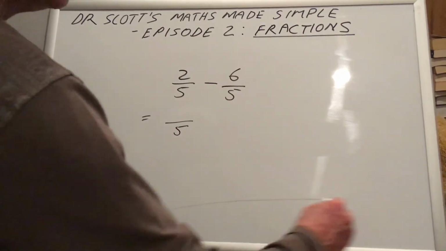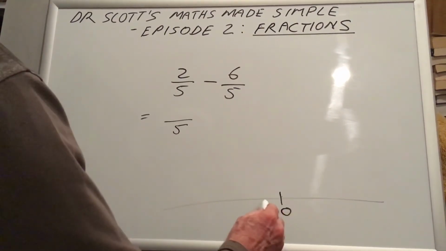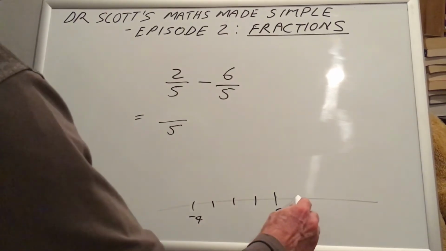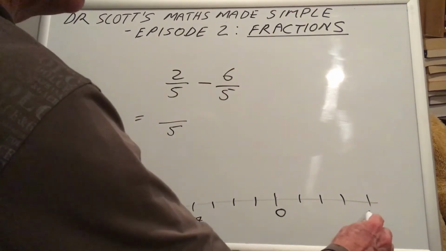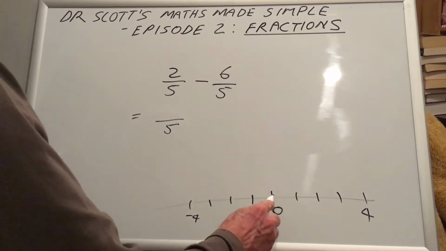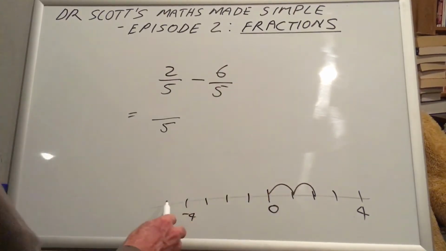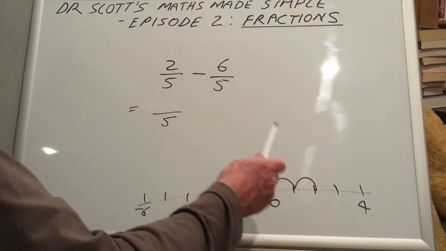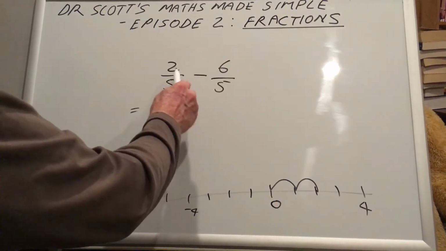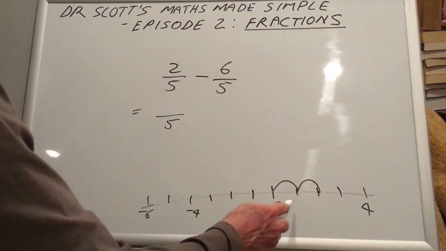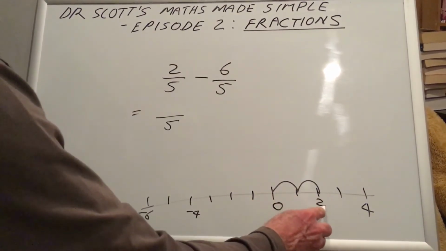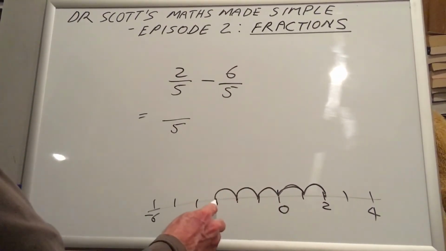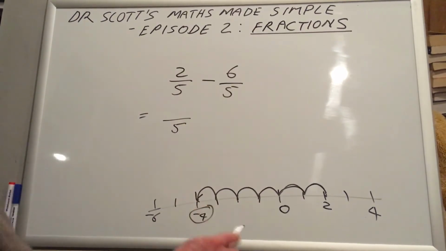Remember our number line? There's 0, minus 1, minus 2, minus 3, minus 4, 1, 2, 3, 4. 2 minus 6, so it goes up from 0 up to 2, minus 6 is 1, 2, 3, 4, 5, 6. So the answer is minus 4.